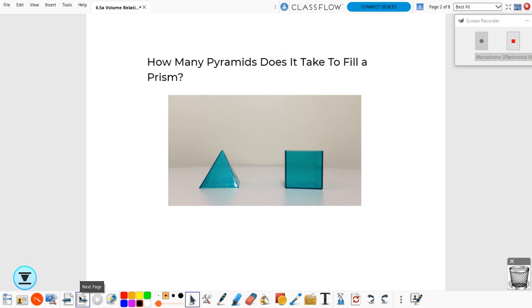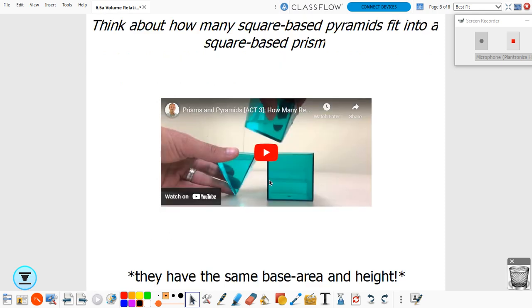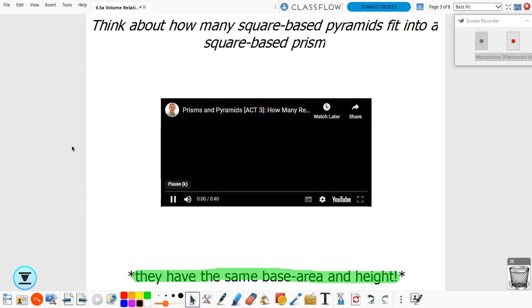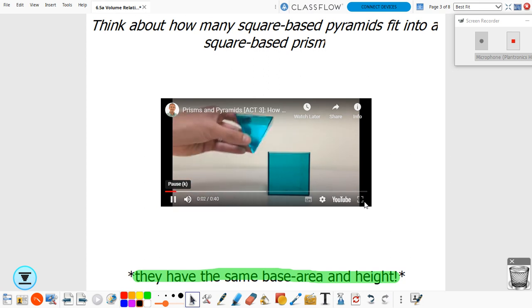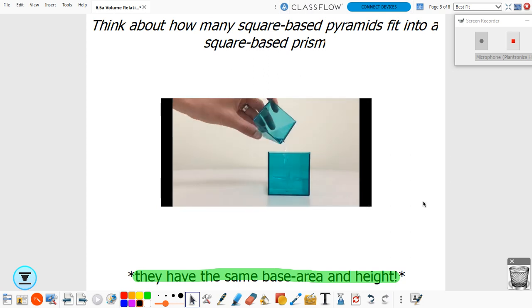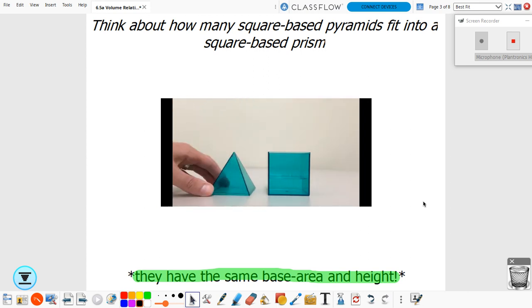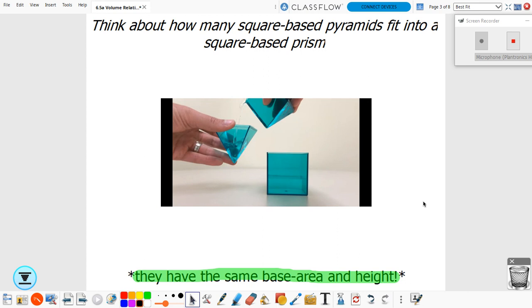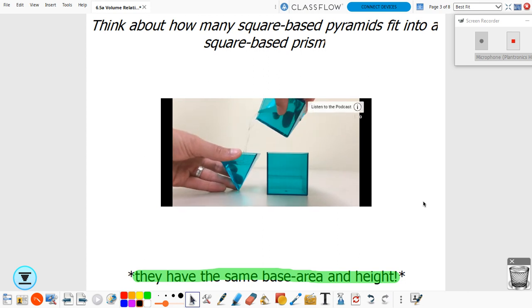So what I've done here is, we've got some video. On your end, it doesn't really look this pretty, but on my end, we have a nice YouTuber. Think about how many square-based pyramids fit into a square-based prism. And keep in mind, this is pretty important to remember, they have the same base area and height, very similar to the other ones. So let's go ahead and watch, shall we? So that's 1. That's the volume of 1 pyramid in the prism. Here comes the second one.